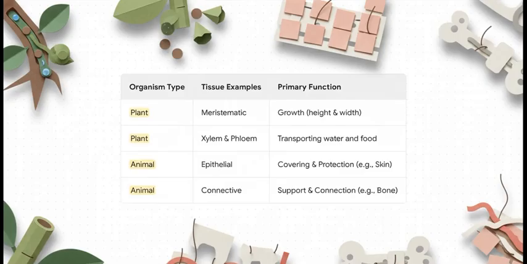And all this specialization gives us this huge variety of tissues. In plants, you've got tissue that's just for growth, pushing the plant taller and wider. You've also got their xylem and phloem, which is basically the plant's plumbing system for moving water and food around. For us animals, we've got epithelial tissue, which is our skin, our protective outer layer. And then we have connective tissue, like bone, which gives us the entire framework that holds us up.